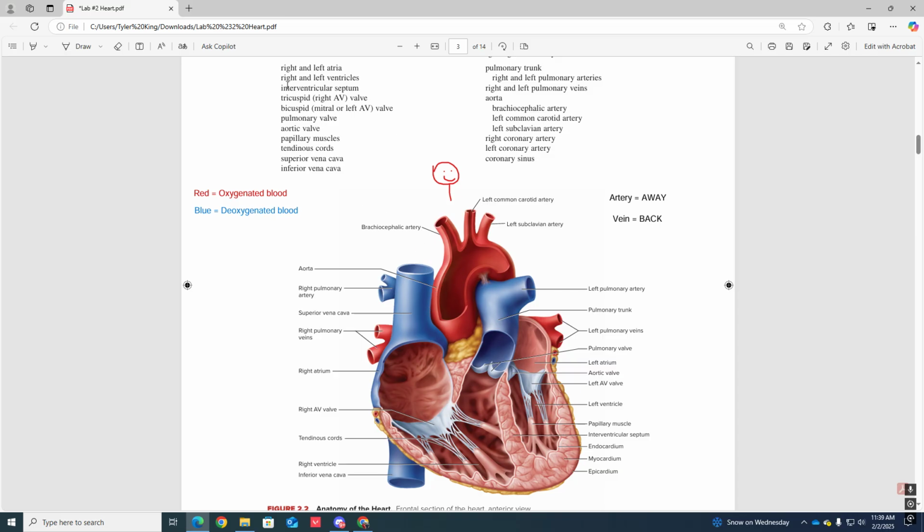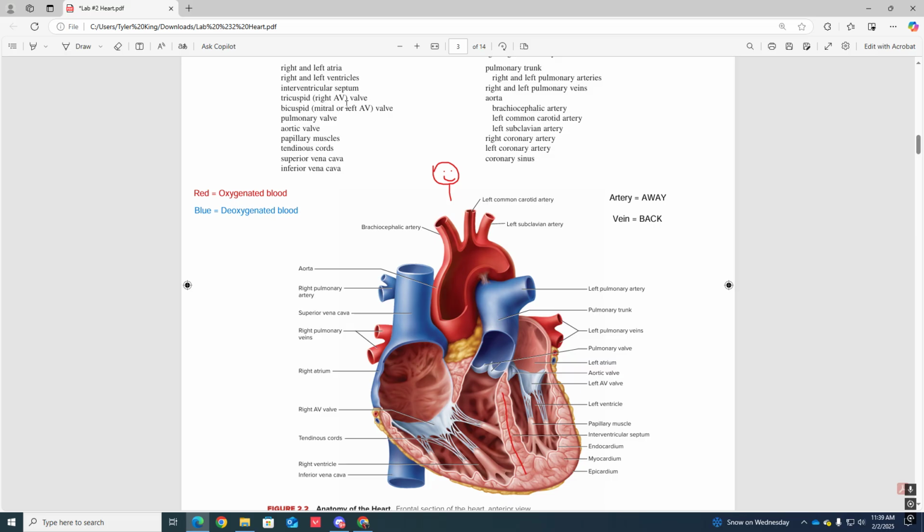Interventricular septum. Inter meaning between, ventricular meaning ventricle. So the septum is the dividing point between the ventricles. That's this guy right here. Okay, let's draw a little line down here. This is the line that divides the right from the left ventricle. Very straightforward. Interventricular septum.